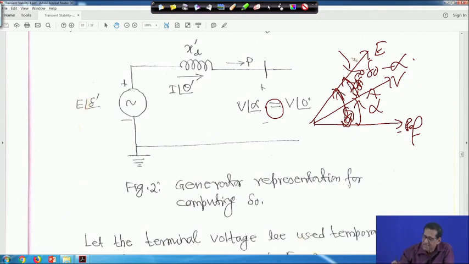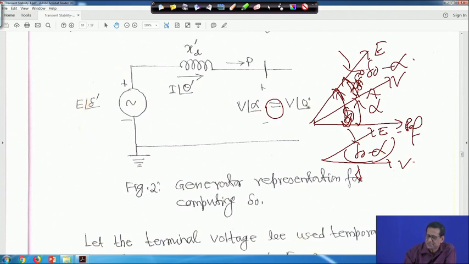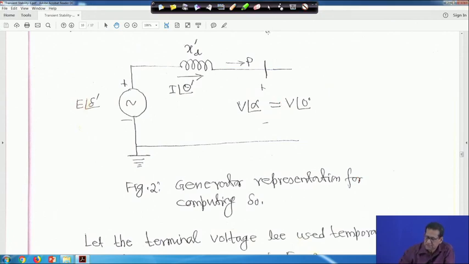So, that means the angle between E and V will be delta 0 minus alpha. Therefore, if you take V as a reference, same thing, and if it is your E, then the angle between these two should be delta 0 minus alpha. This is what I wrote earlier, that if it is delta 0, if it is angle 0, it will be delta 0 minus alpha, right. So, that is why.